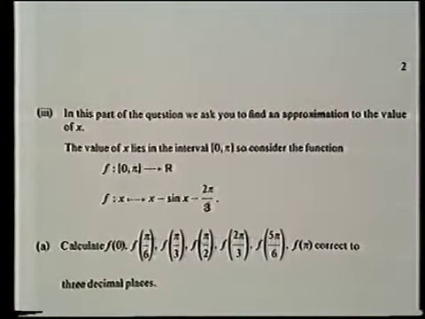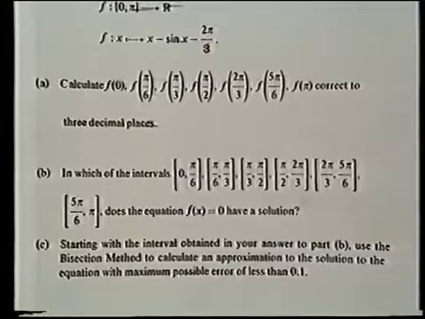Derek, you got anything interesting for part 3? Yes, well, let's look at the question. Now, we've got an equation for x in the last part, and in part 3, you're asked to find an approximation for the value of x which satisfies it. And you're given a function f with the rule which sends x to x minus sine x minus 2 pi by 3. In part A, you're asked to calculate f of x for a number of values of x. And then in parts B and C, you're asked to solve the equation f of x equals 0 by locating an interval in which a solution lies and then finding it by the bisection method.